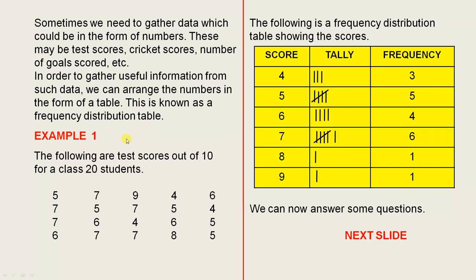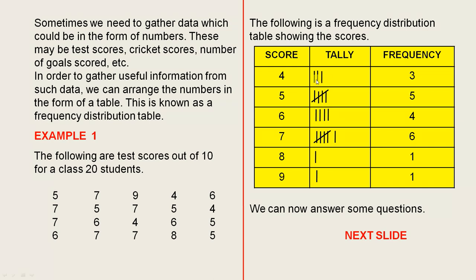Let's look at this example. The following are test scores out of 10 for a class of 20 students. So these are the 20 test scores and the maximum is 10. So the following is a frequency distribution table showing the scores. What we have to do is find the lowest score. If we scan through the scores, we see that the lowest score is a 4 and the highest score is a 9. So we put those in order in that column from 4 to 9.